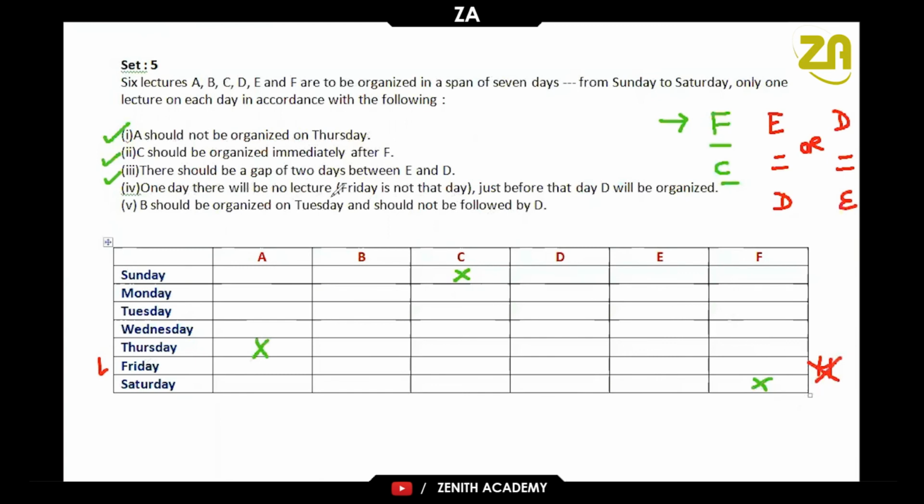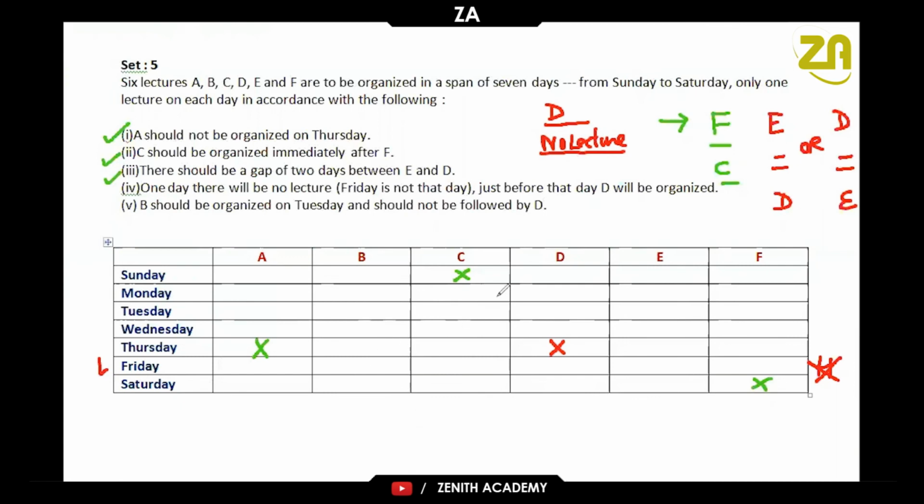So one day there will be no lecture. Friday is not that day. And just before that day, lecture D will be organized. Means lecture D, then no lecture day. Correct? So look here. Friday is a lecture day. It means just before Friday, on Thursday, D is not possible. Correct?